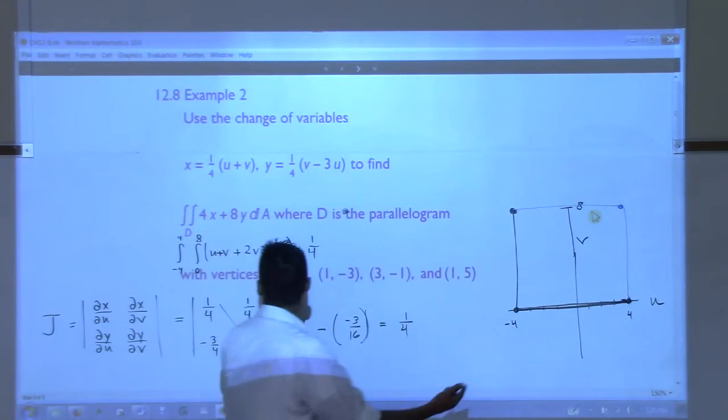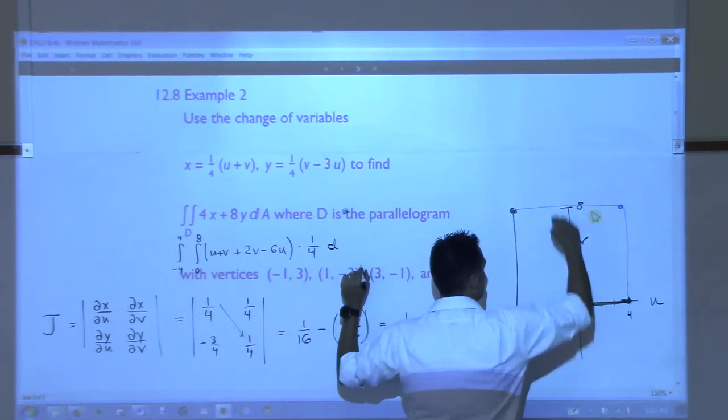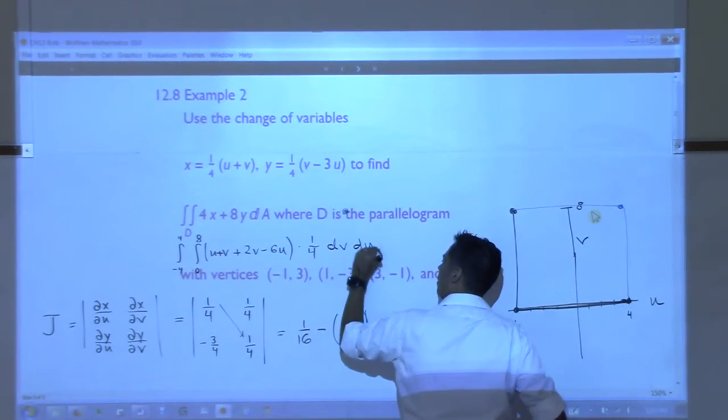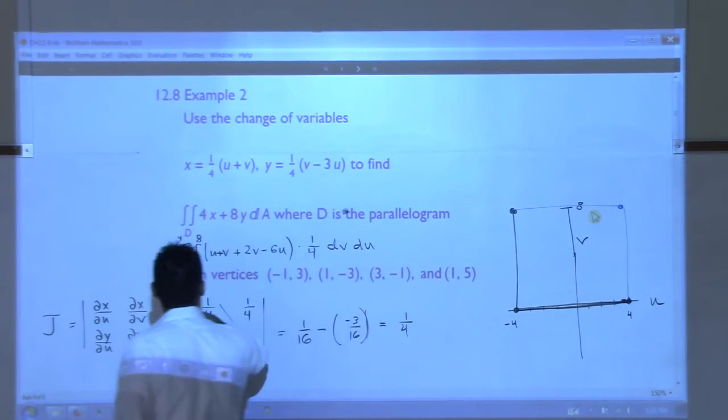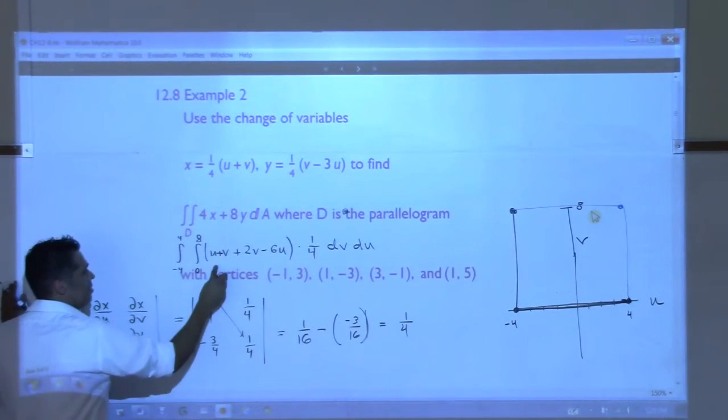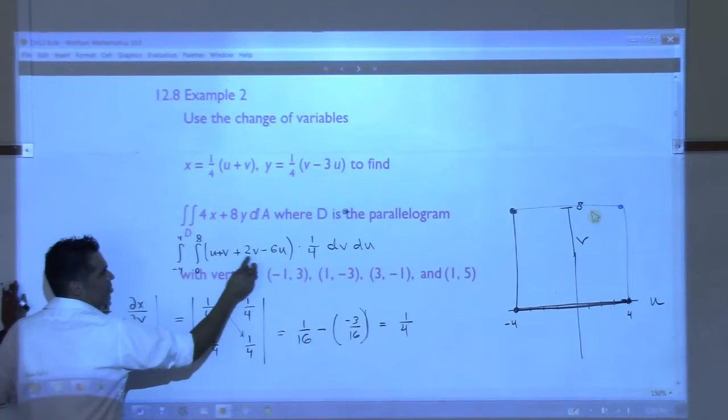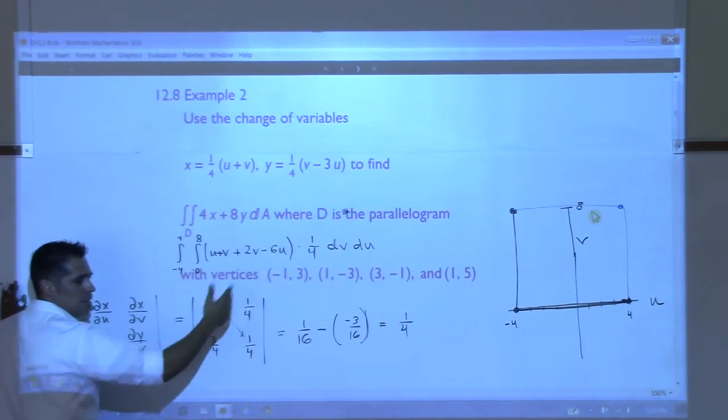And then we have dv du. And those will be pretty easy to do. Like we can just pull the 1/4 out if we want. This will be what, like 3v minus 5u? And that'll be easy to integrate.